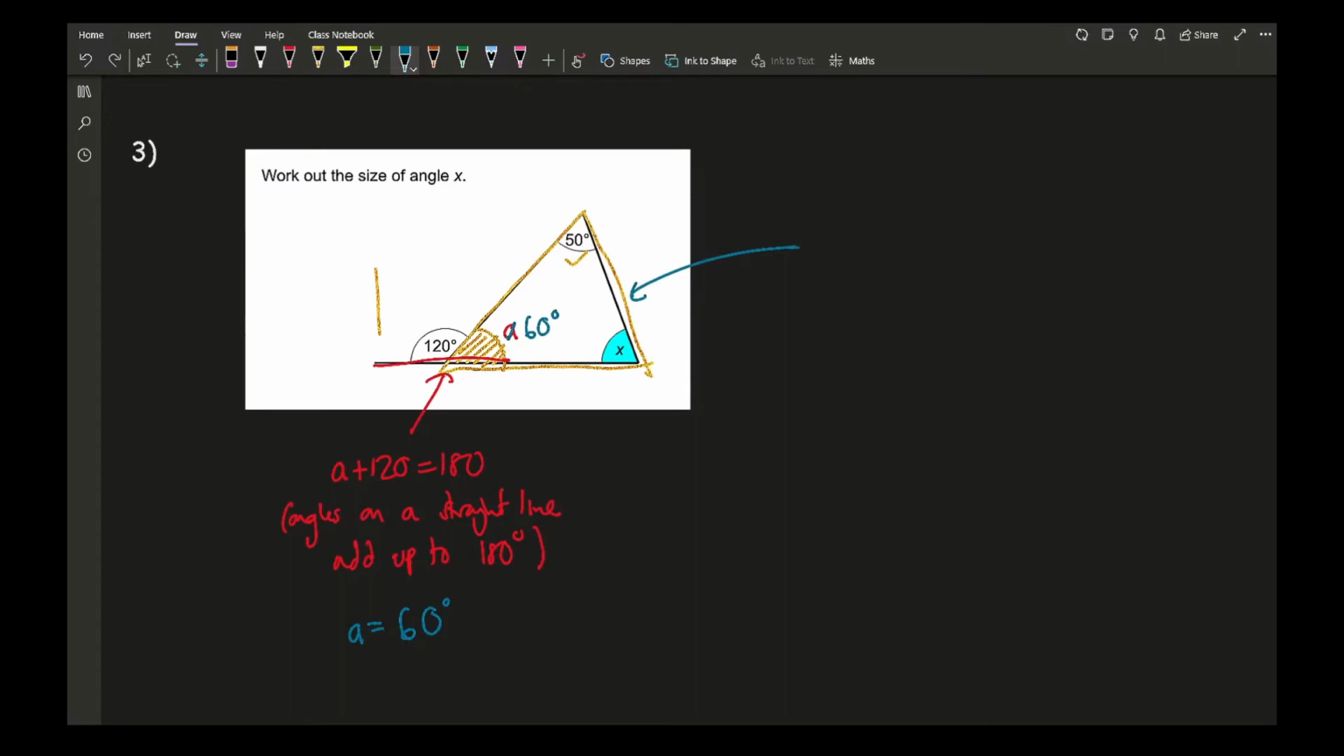So now I know what the two angles in the triangle are. So I've got 50 plus 60 plus A adds up to 180. I add these two angles up and that becomes 110. Then I ask myself, what do I need to add to 110 to get 180? Well, the opposite of adding 110 is to take away 110. So A equals 70 degrees, and there is my final answer.